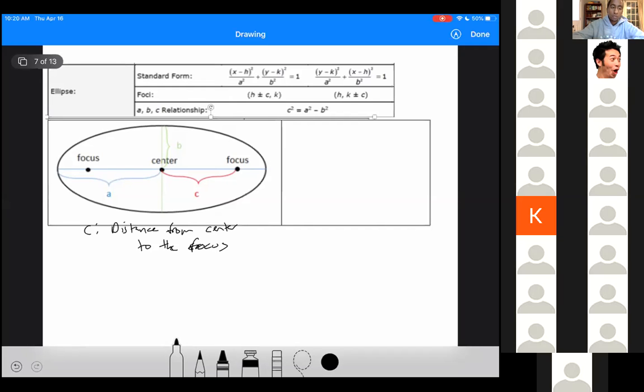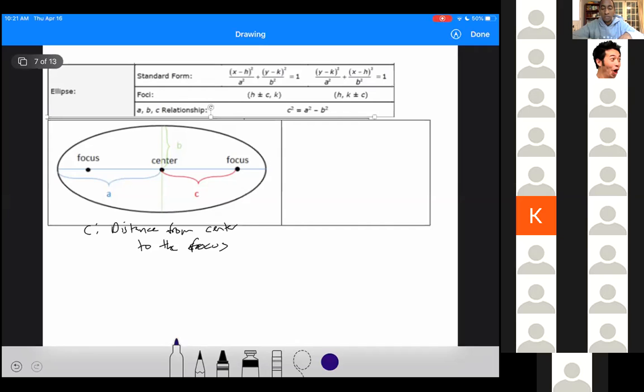Let me know when you have your answer. You can unmute yourself and share. Which one will always be bigger, A or C? And will it always be bigger? The C doesn't go all the way to the end, and A does. It's like the half of the ellipse. Kevin, what do you say?